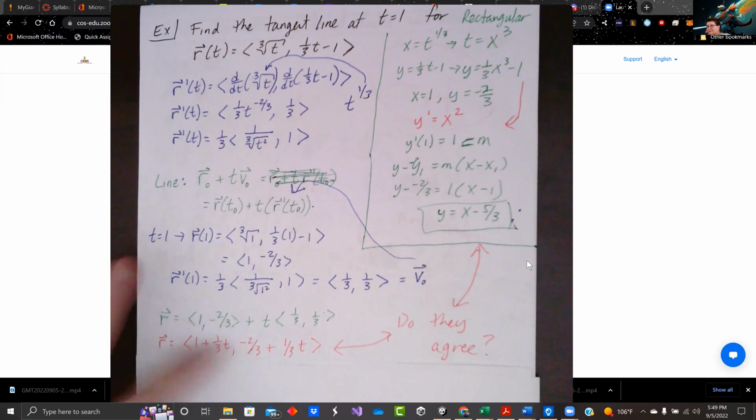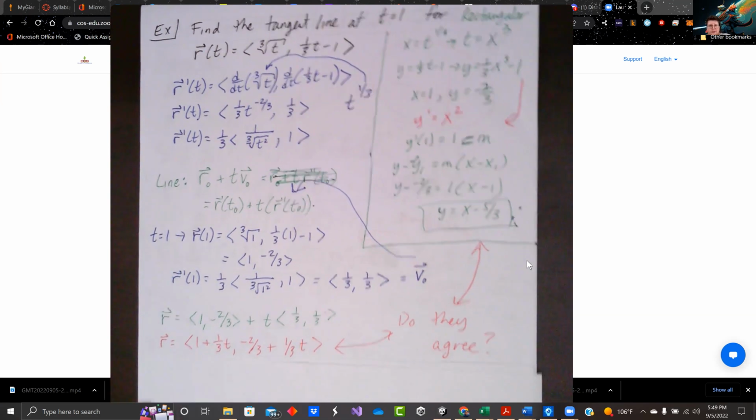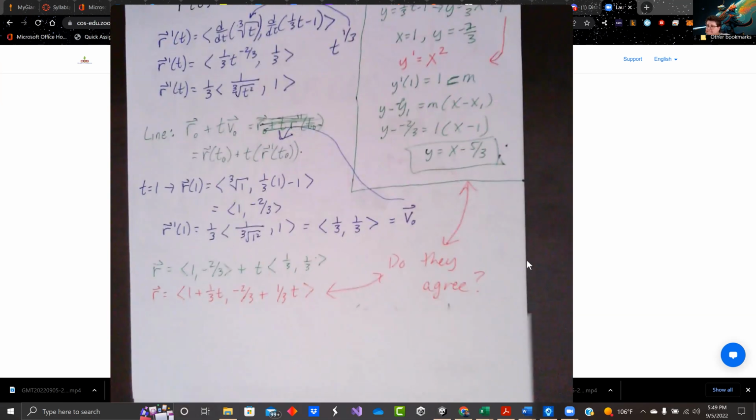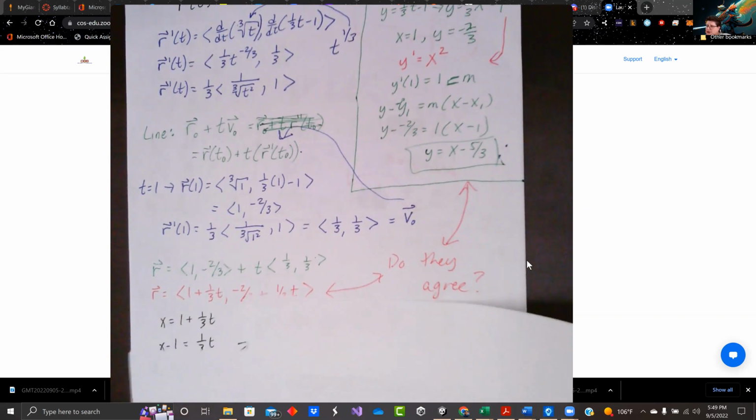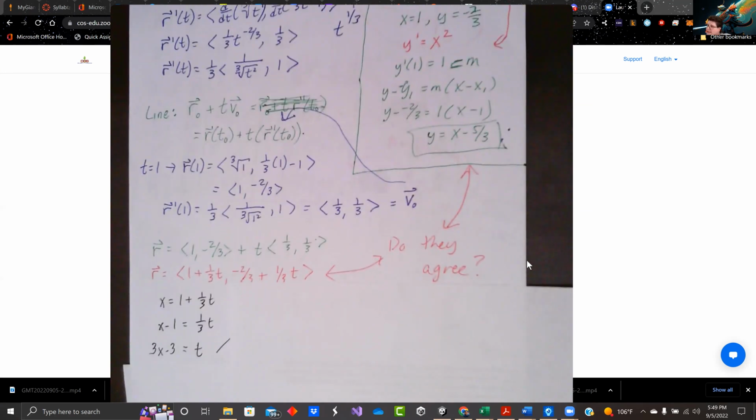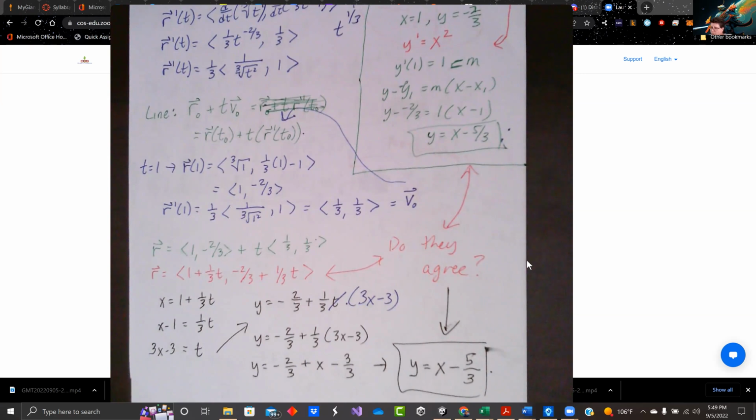I combine them in one vector, doing our vector arithmetic. If I set x equal to the left side and solve for t, subtract 1 from both sides and then multiply by 3, I get t equals 3x minus 3. We plug that into our y function. I replace t with 3x minus 3. We work through it, and you will see, in fact, that we do get x minus 5/3.